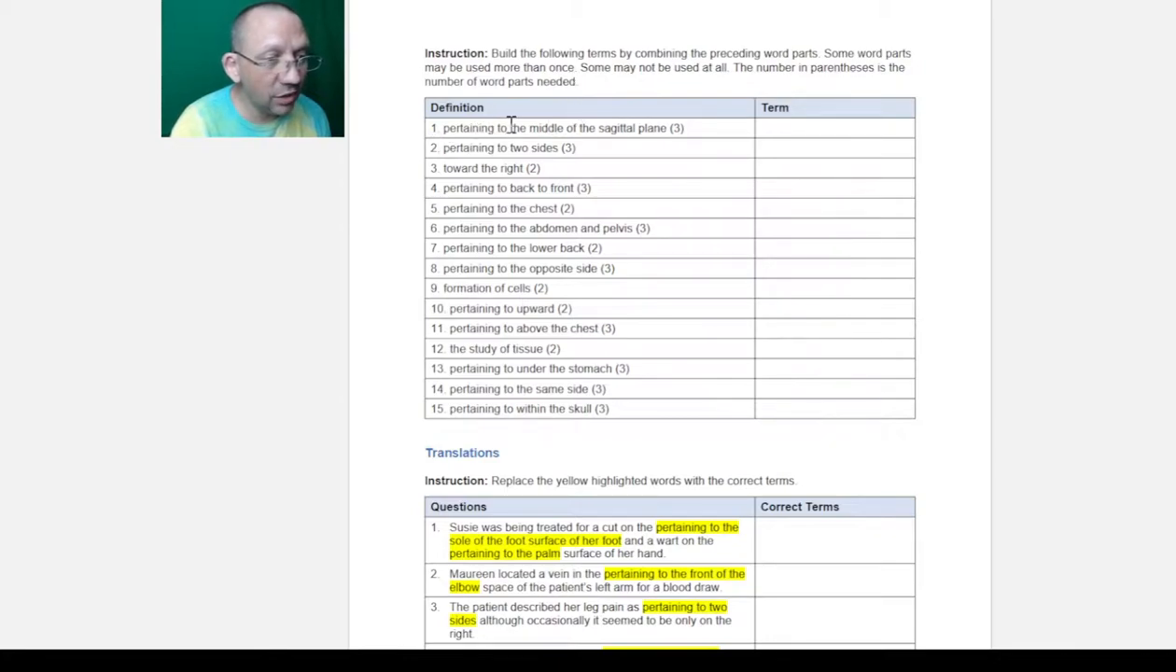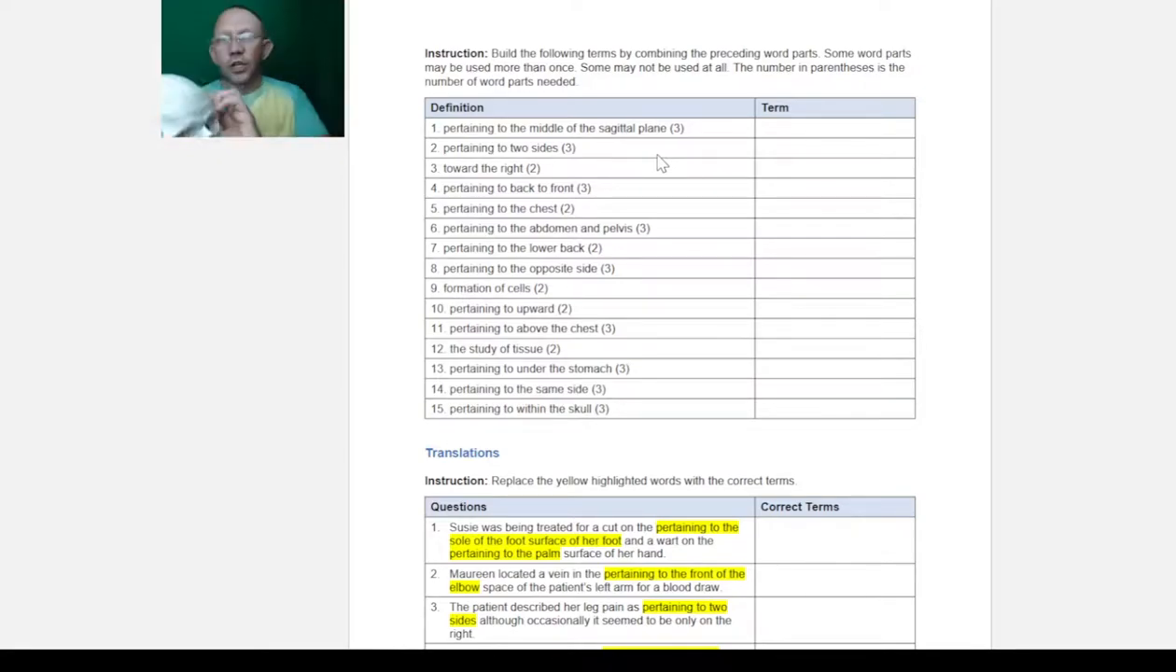So, pertaining to the middle of the sagittal plane. So what's the sagittal plane? Sagittal plane cuts this way. So if I cut my ear off, that's a sagittal cut. A sagittal cut here cuts this way, or this way. Remember transverse, this way. Or frontal, or coronal, is this way. This is the frontal or coronal suture right through here. So it cuts like this.